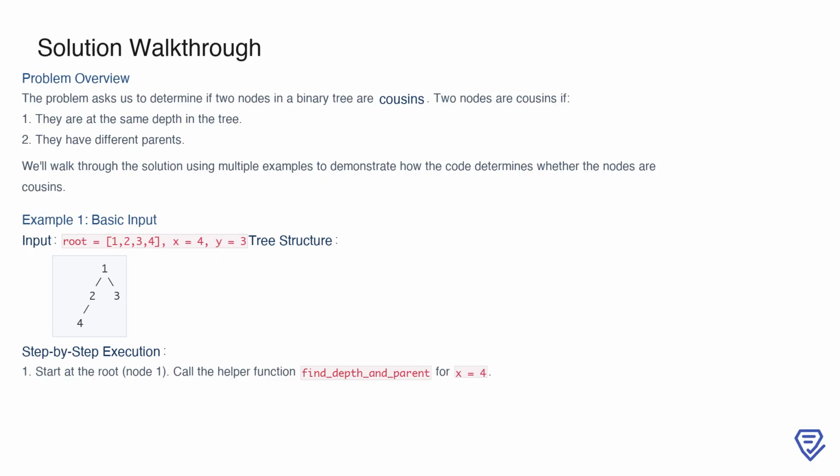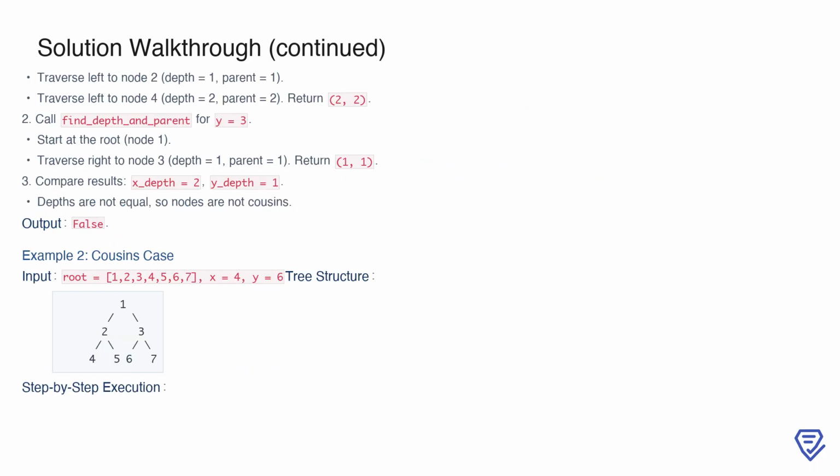To check if 4 and 3 are cousins, we start by focusing on node 4. We'll call the helper function to find both its depth and its parent, beginning at the root. After starting at the root, node 1, we traverse left to node 2. Node 2 is at depth 1, and its parent is node 1. Continuing, we traverse left again to node 4, which is found at depth 2, with node 2 as its parent. This gives us the result, depth 2, parent 2, for node 4.